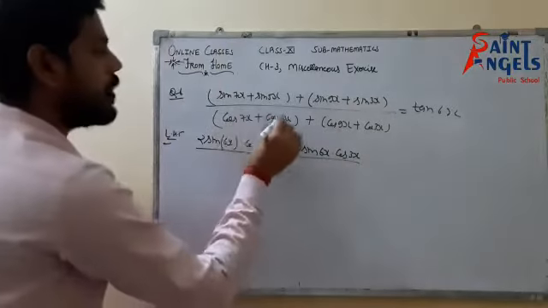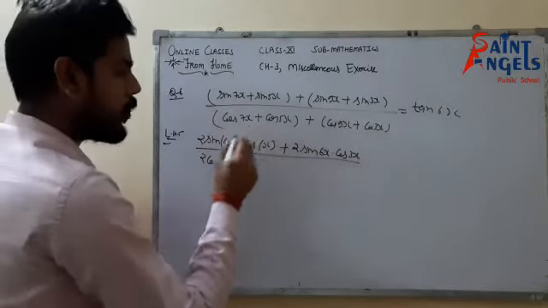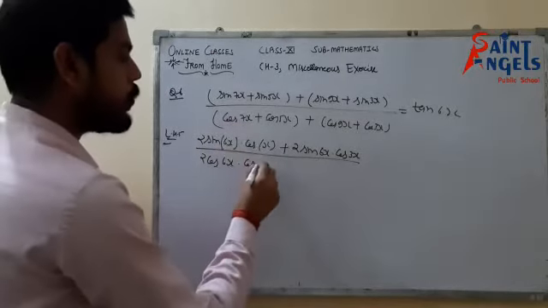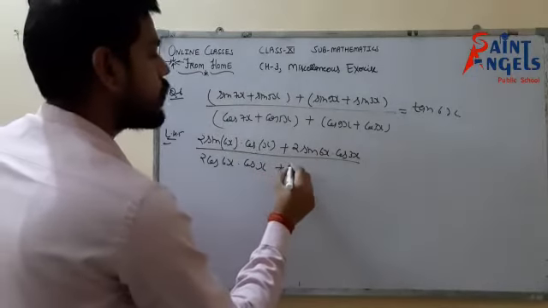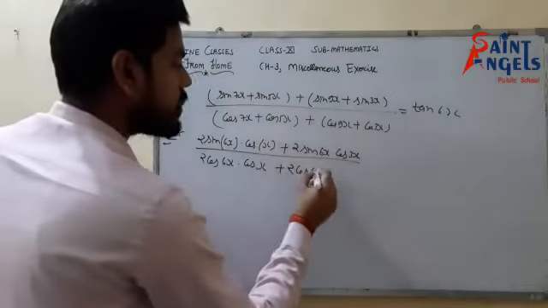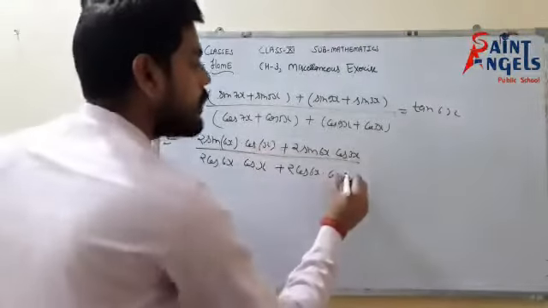In the denominator, cos a plus cos b is 2 cos (a+b)/2, (7+5)/2, 12 upon 2, which means 6x, into cos (7-5)/2, cos x, plus 2 cos (9+3)/2, 6x, into cos (9-3)/2, which means 3x.